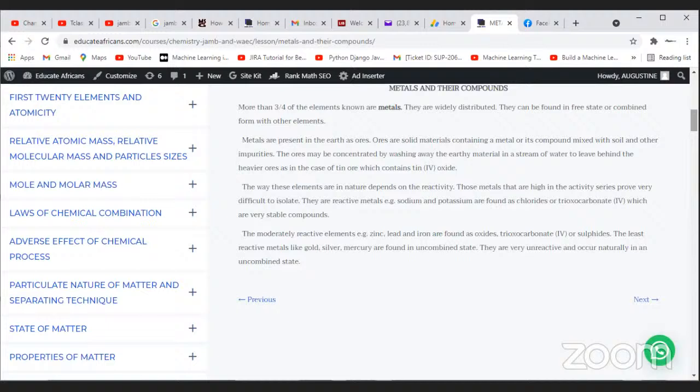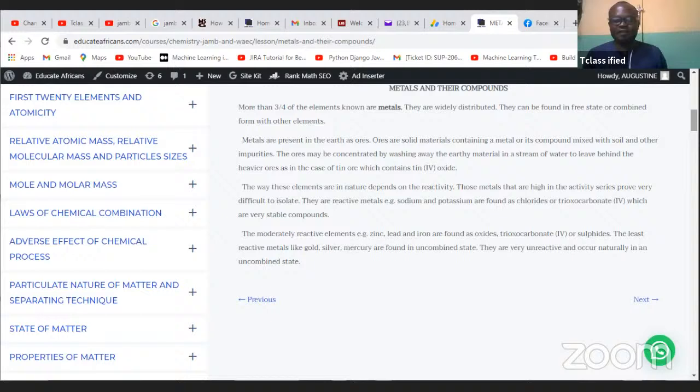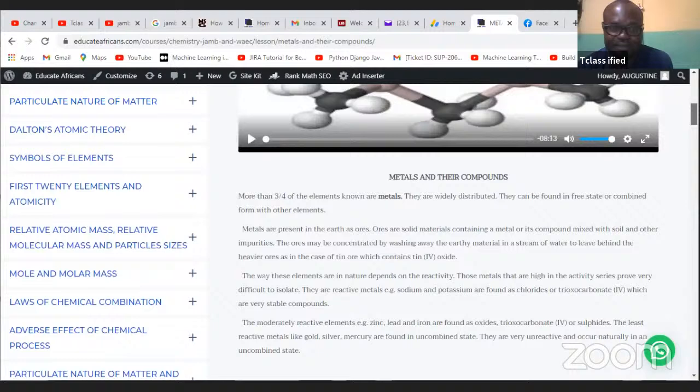And we know in the production of zinc, lead, and iron, we normally talk about their oxides, their carbonates, and their sulfides. But when a metal is very unreactive, you're going to find it in a free state, uncombined, as itself. Examples of such elements are gold, silver, and mercury, okay? So this is very important. It's very important you know this, and we're going to move forward.